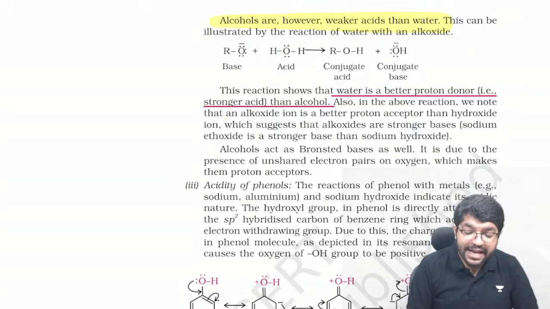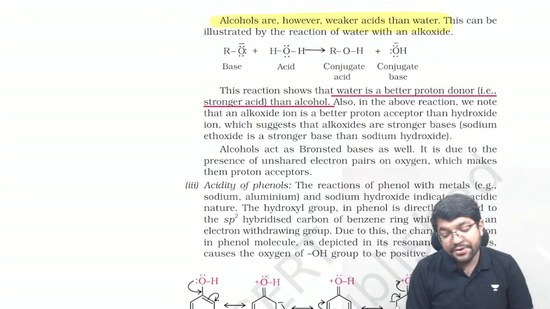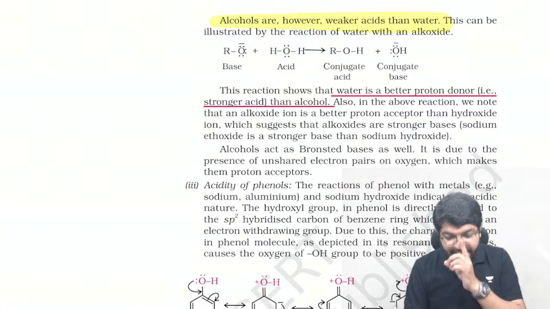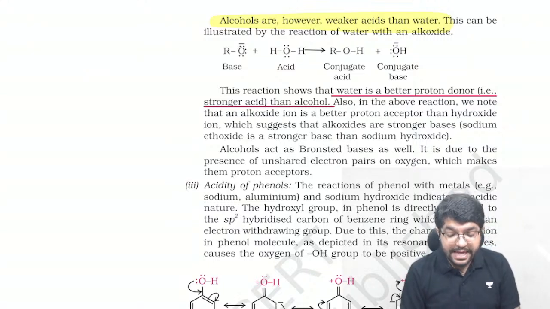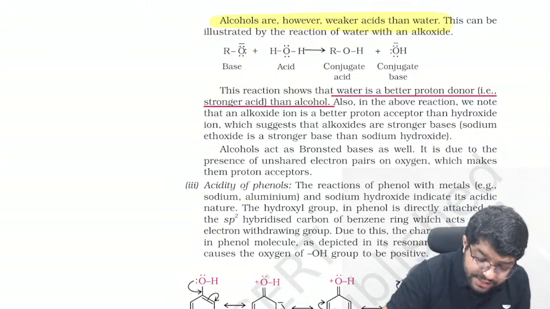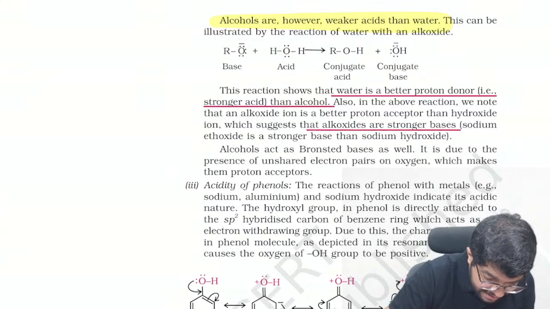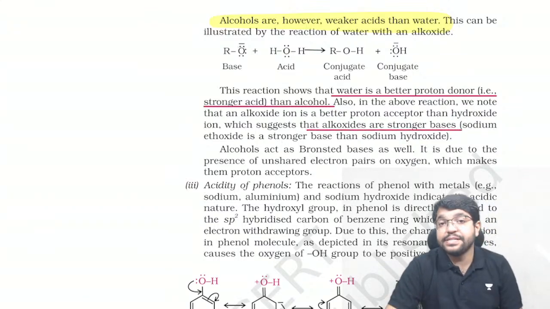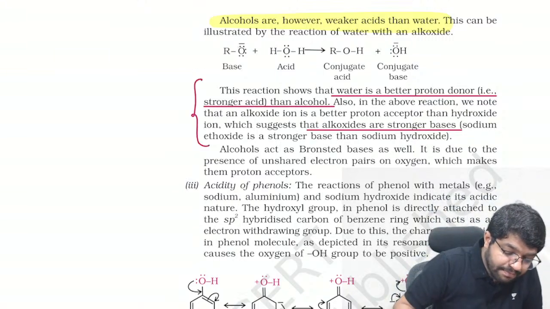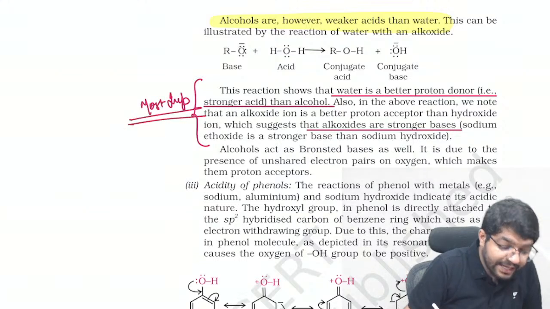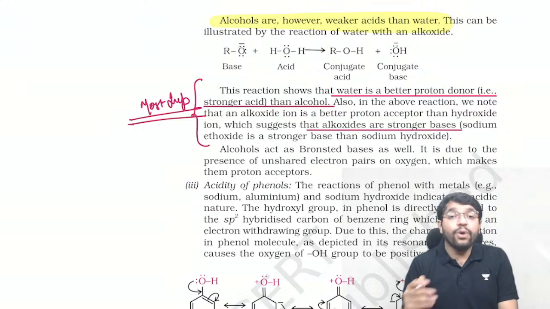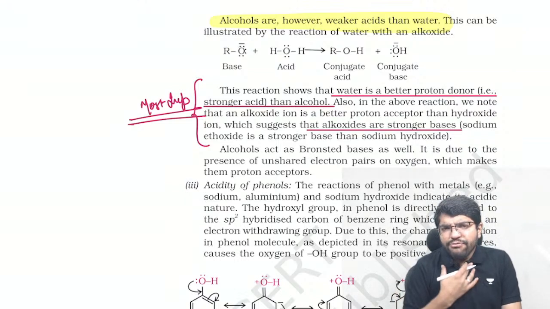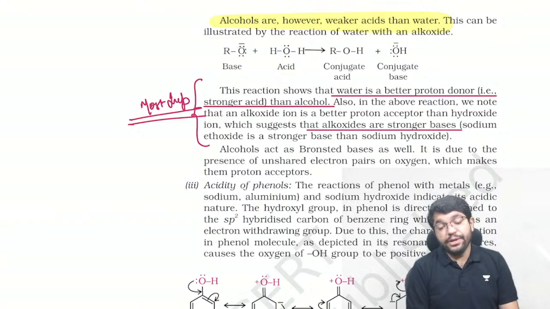Also, in the above reaction, we know that an alkoxide is a better proton acceptor than hydroxide, which suggests that alkoxides are stronger bases than hydroxides. Most important, please pen it down. You see, once you read the NCRT simultaneously, what value does it add? A lot of value additions.